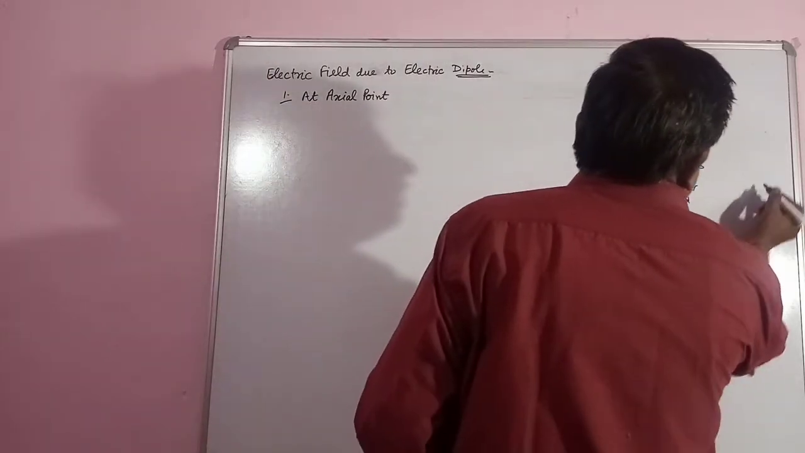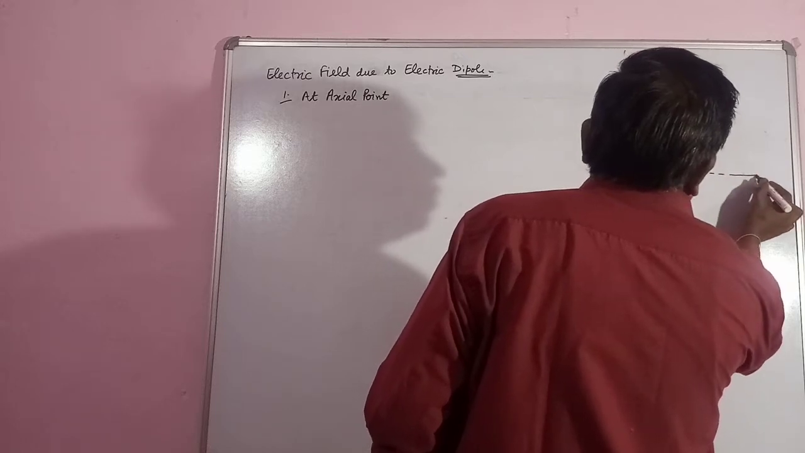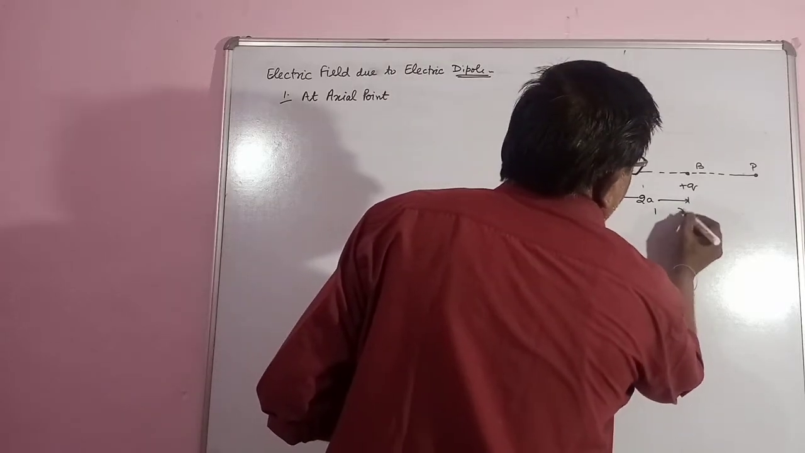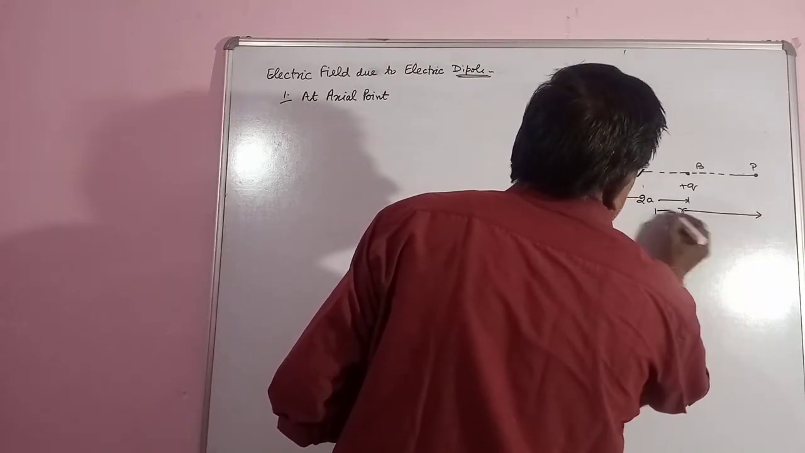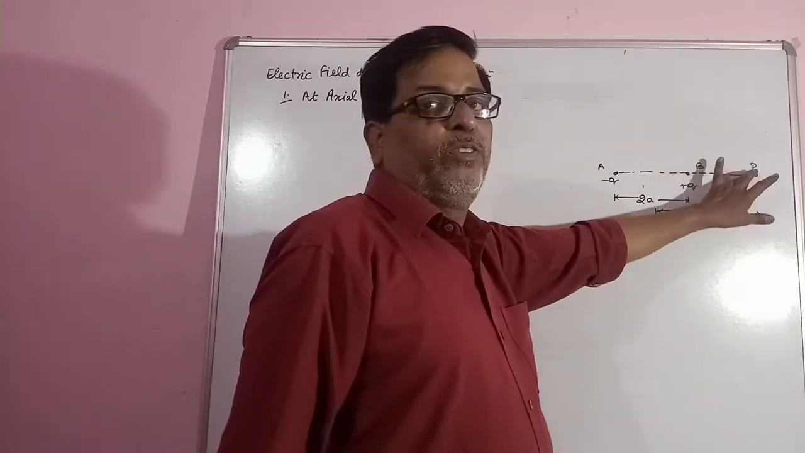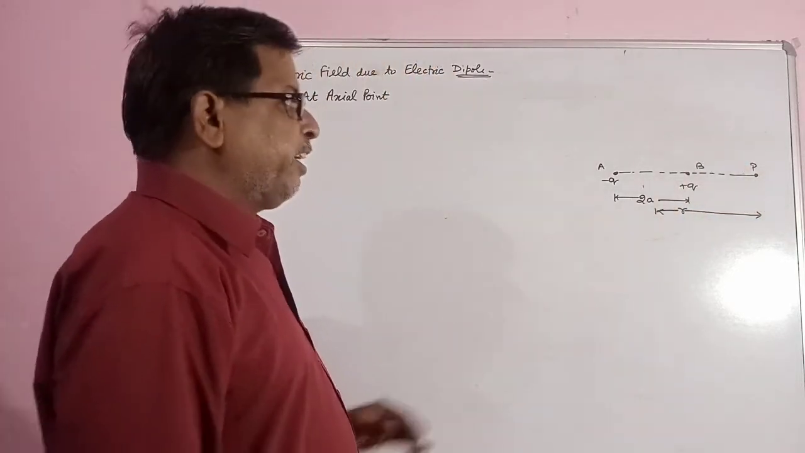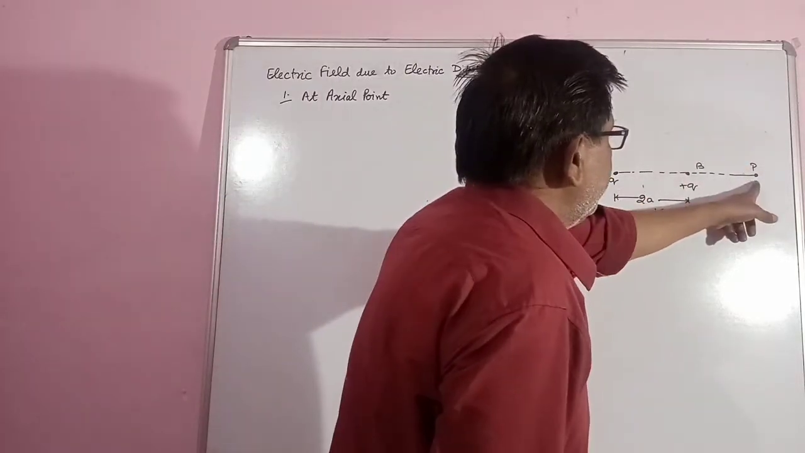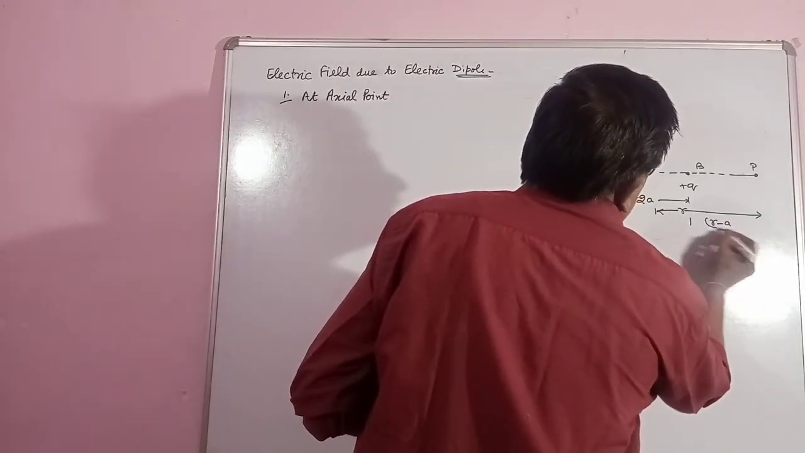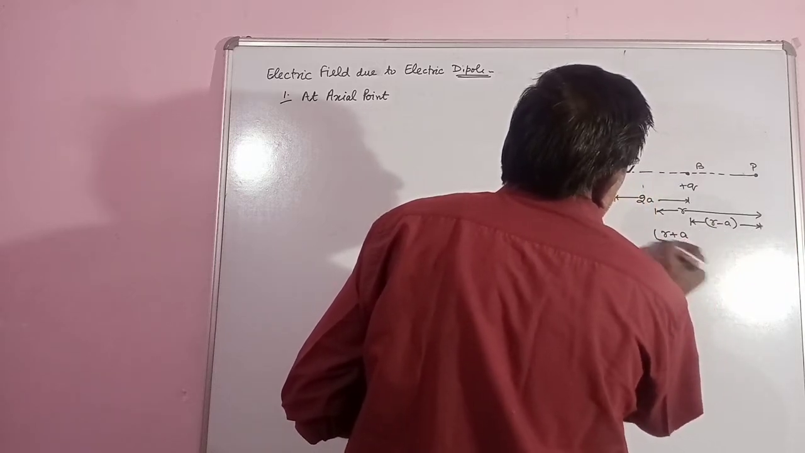And from the center of this dipole, at distance r, P is the point at which we have to calculate the electric field. If from the center the distance is r, then obviously this distance will be r minus a, and this distance will be r plus a.